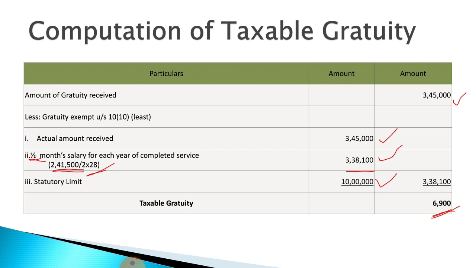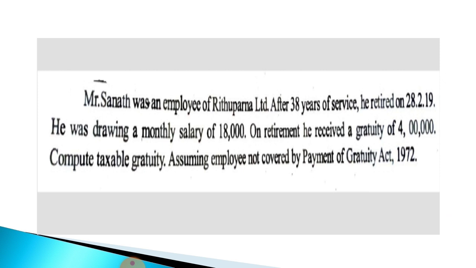Let us solve one more problem which is similar to this problem. See this problem. Mr. Sanath was an employee of Rituparna Limited. After 38 years of service, he retired on 28th February 2020. He was drawing a monthly salary of 18,000. On retirement, he received a gratuity of 4 lakhs. Compute taxable gratuity assuming employee not covered by the Payment of Gratuity Act of 1972.